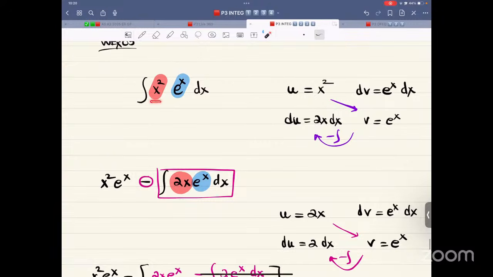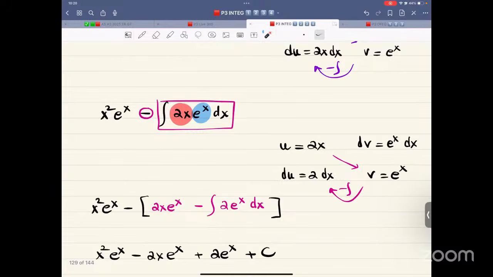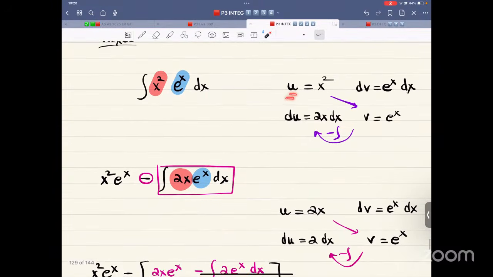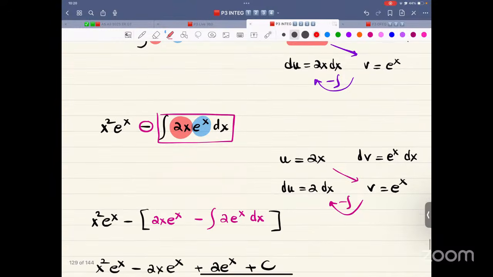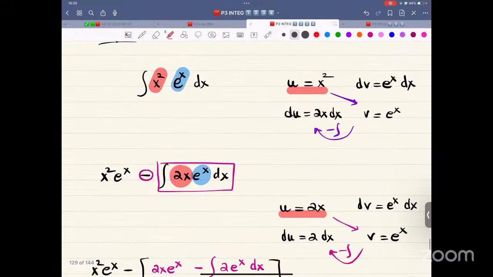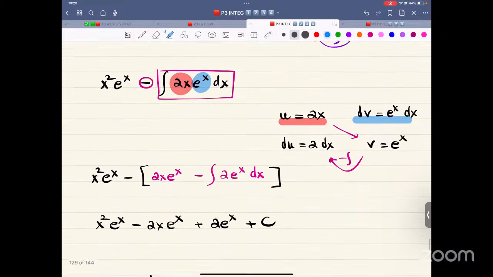If you have a power of x as 2, it will take 2 steps. U is x square, du is 2x dx. dv is e^x dx, v is e^x. So after the first step, you still have a product on the inside. Follow the same rule. U was algebraic, u is still algebraic. dv was exponential, dv is still exponential. So that you follow.